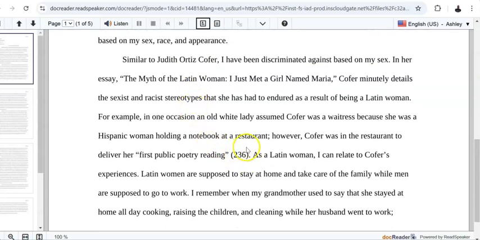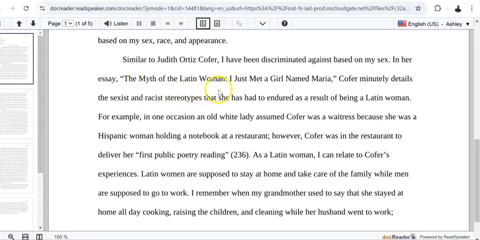Yes, and remember, if he's reading an article that has a page, you just write 236. You don't write P period. Now, if there were none, he would use paragraph, PAR period. Now, he could put Cofer here, but he doesn't need to because he's already told us who the author is.